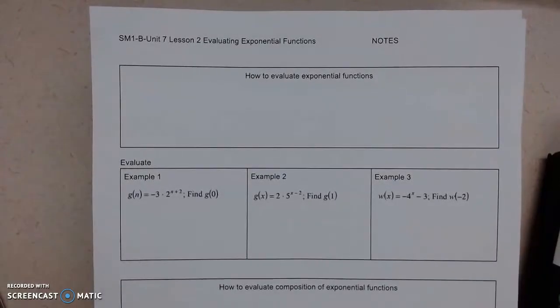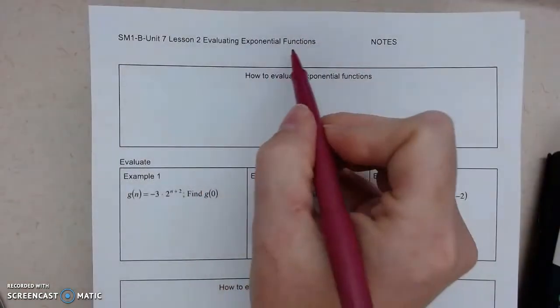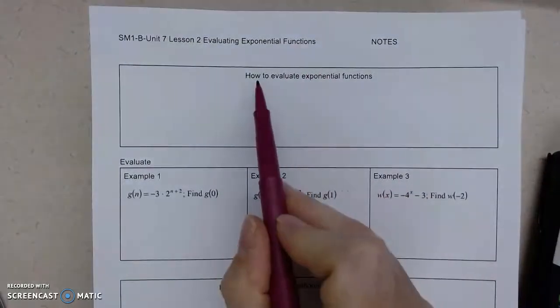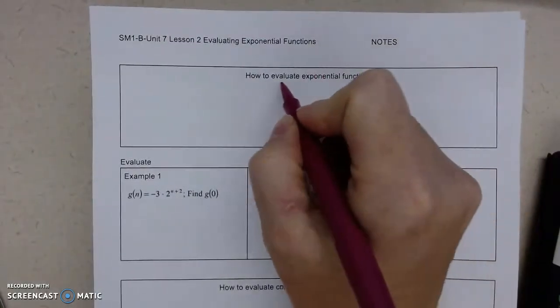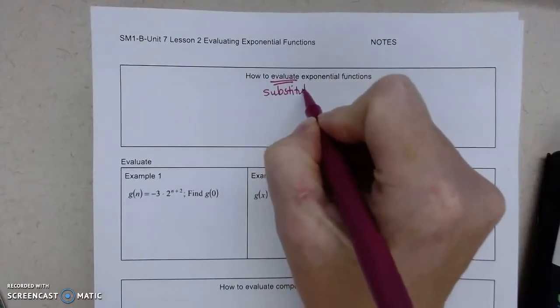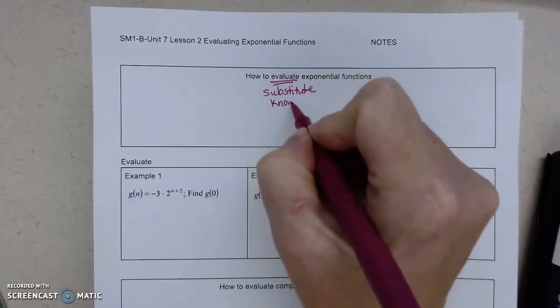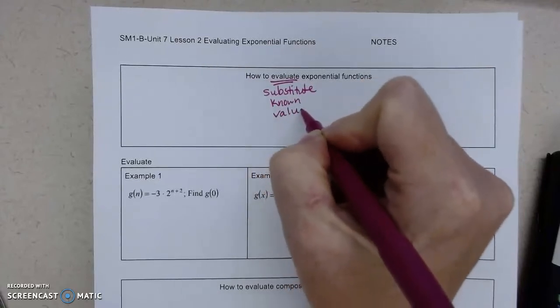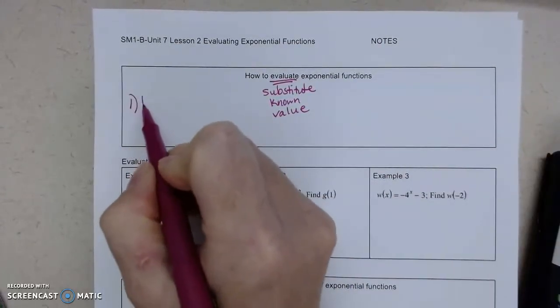Okay, let's talk about Unit 7, Lesson 2, Evaluating Exponential Functions. If we want to evaluate exponential functions, evaluate means to substitute a known value. And then you have two options. You can do this by hand.